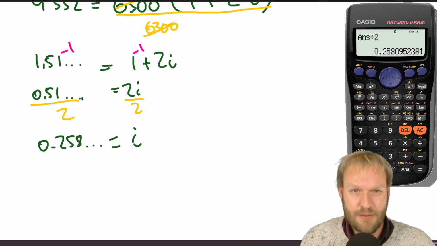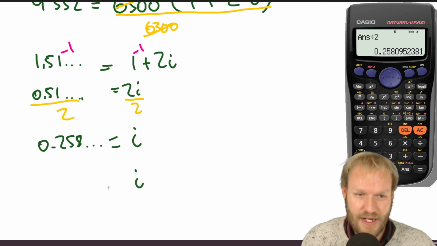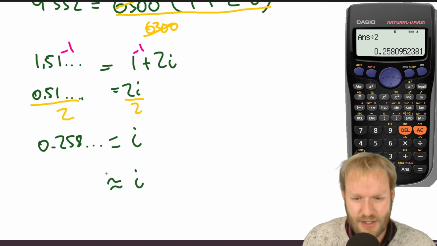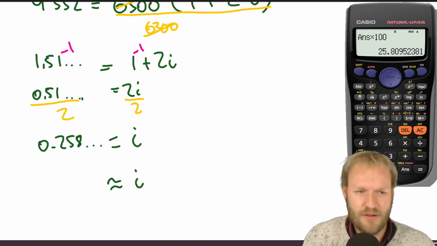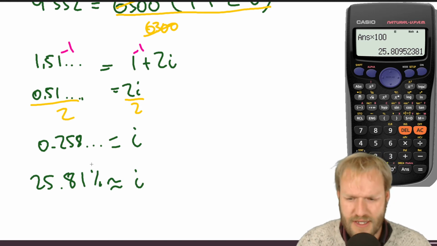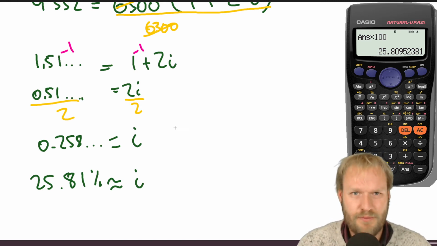Now, that's i, but not as a percentage. So i as a percentage, I'm going to say is approximately equal to that times 100, which gives me 25,81. 25,81%. So there's our percentage, which is fairly high.